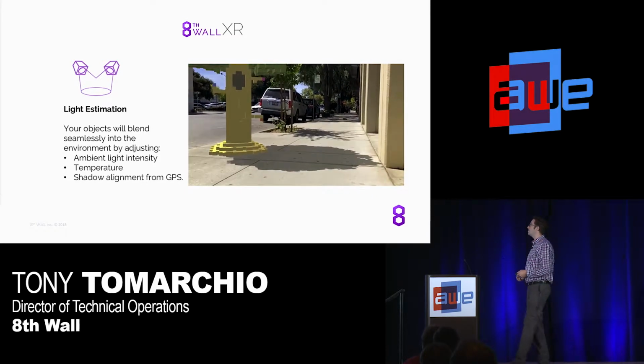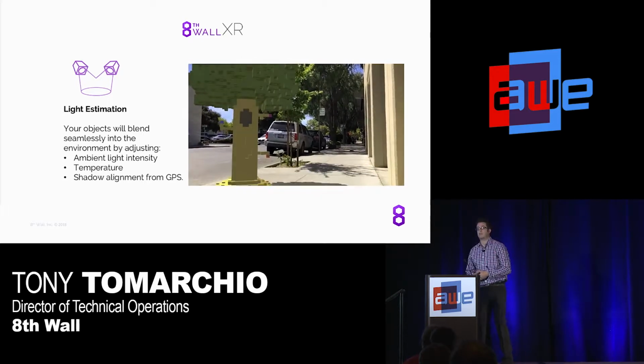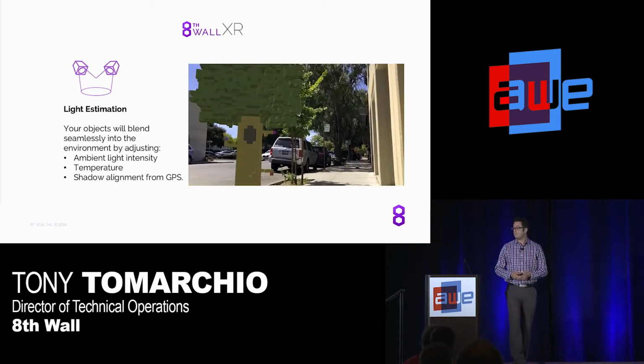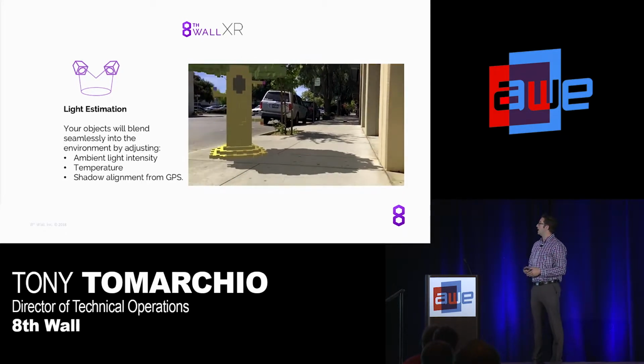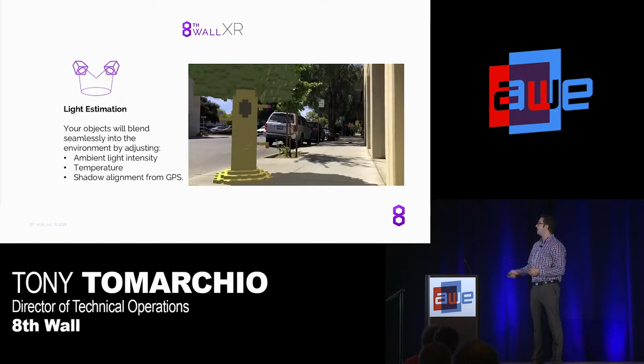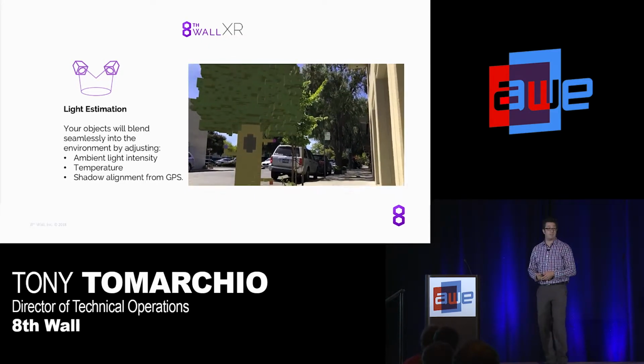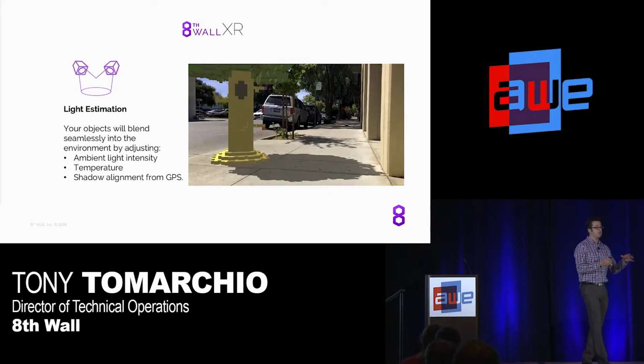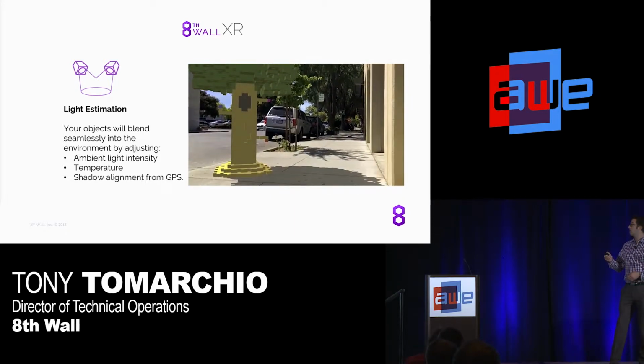OK, well, the slide that we skipped, it, of course, provides 6-DoF tracking, so you can interact with the world and move around. It does lighting estimation, ambient light intensity, temperature, and even shadow alignment from GPS. You're outside. You want your shadows to align with the shadows in the real world.